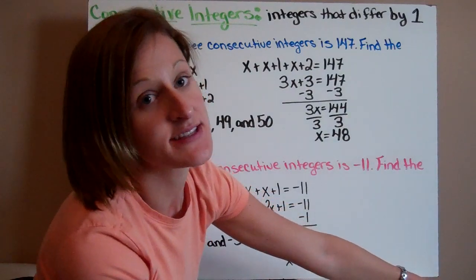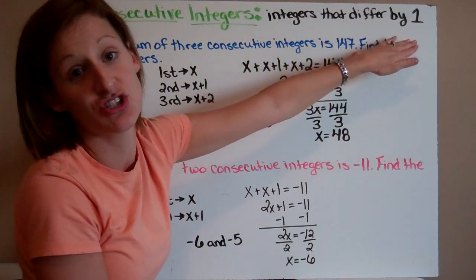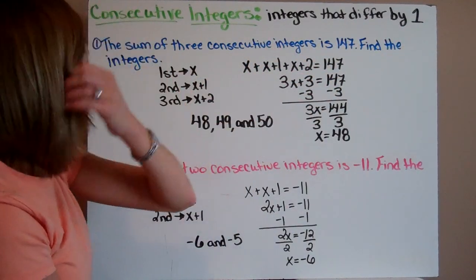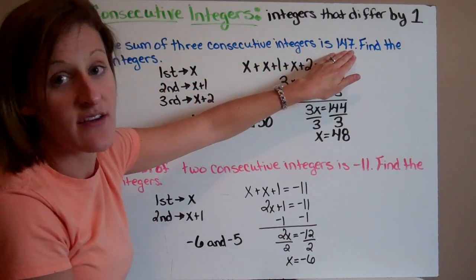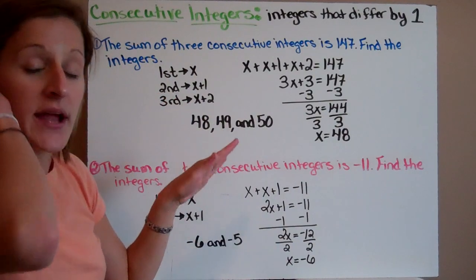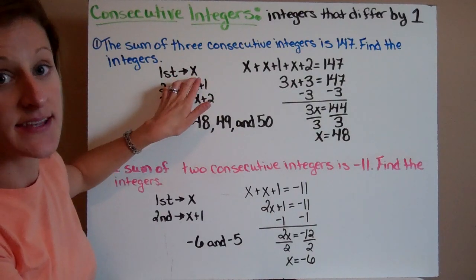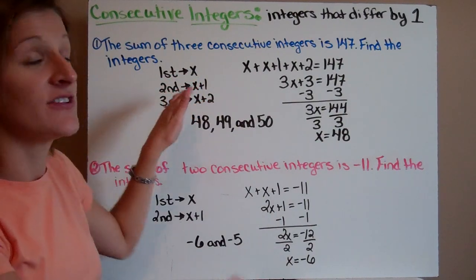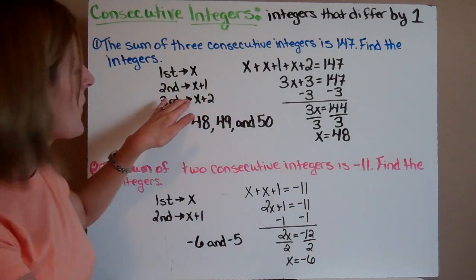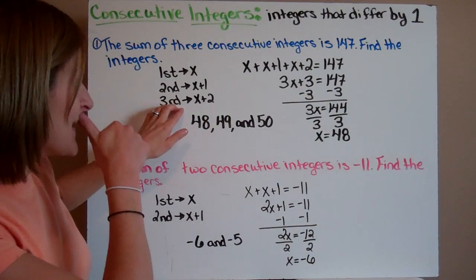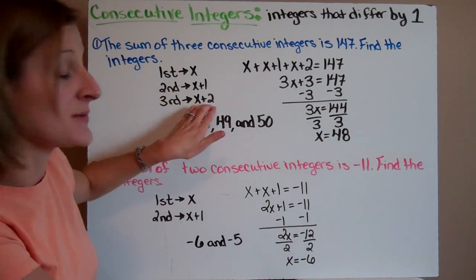Right, now let's look at some consecutive integer problems. Consecutive integers are integers that differ by just 1. So if the sum of 3 consecutive integers is 147, I want to find the integers. So I need to set them each up. The first number I'm going to set as x. Now my second number, if it's an integer, I just add 1. So it's going to be x plus 1. Then my third integer is going to be x plus 1, plus 1. So it'll be x plus 2.